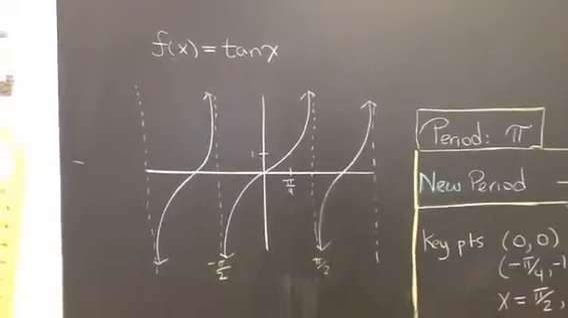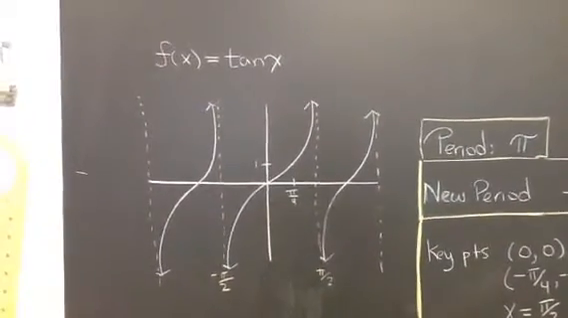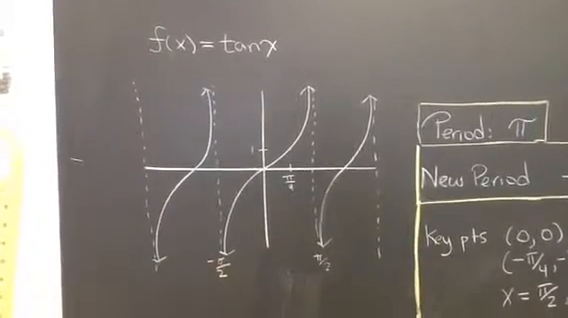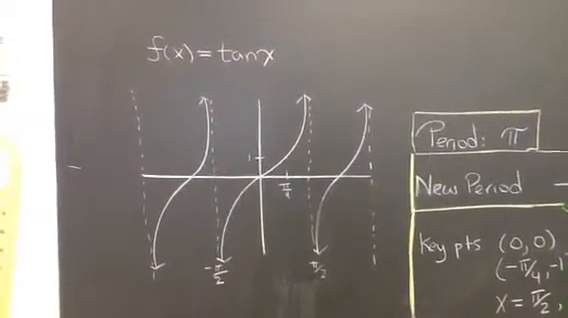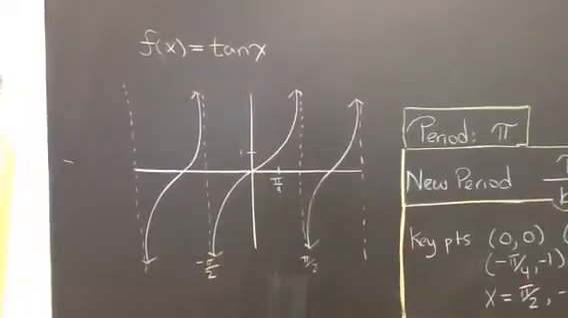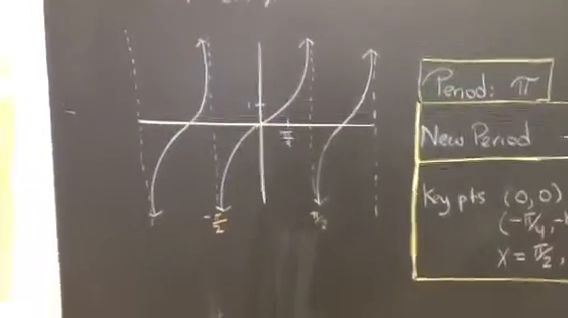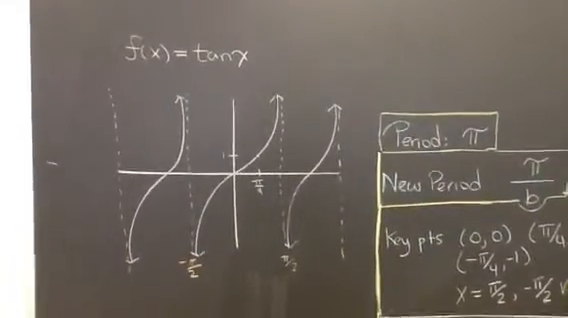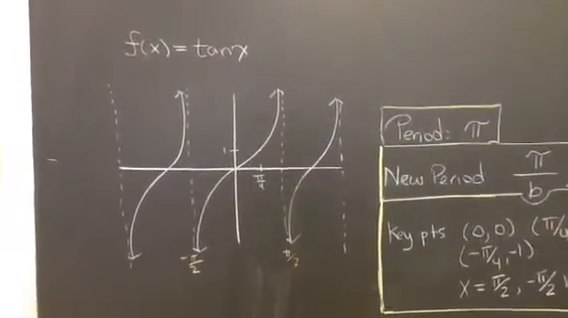In this video, I want to talk to you about graphing the tangent curve. Tangent is also a periodic curve. It's a wave, but it's not the kind of wave that we're used to. We're used to waves going in an up and down fashion. This is an asymptotic wave because there are asymptotes.